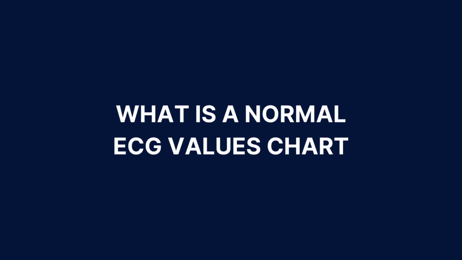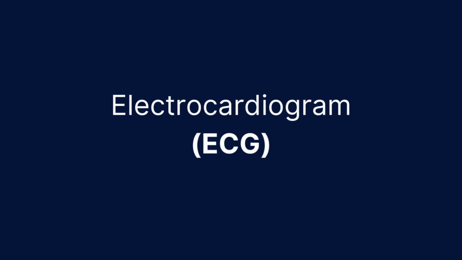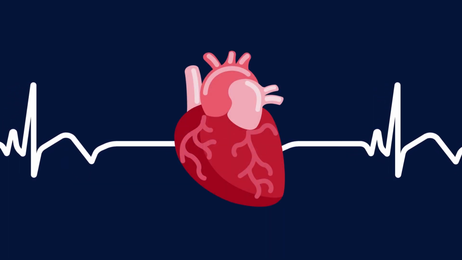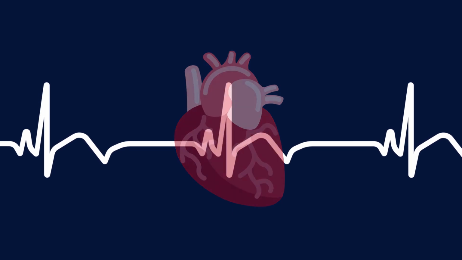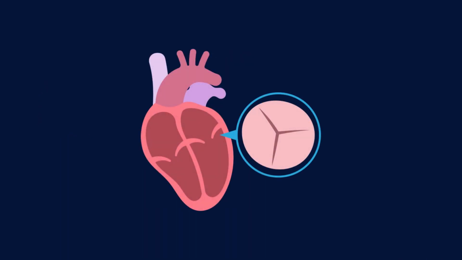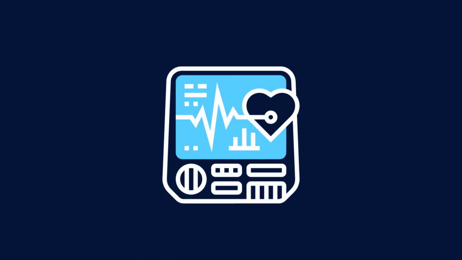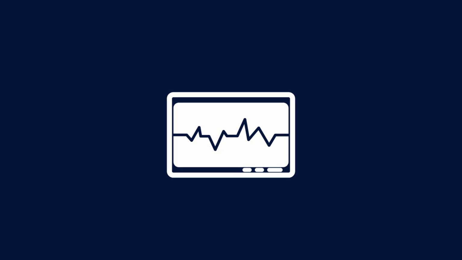So what is a normal ECG values chart? Hi, an electrocardiogram, or an ECG, is a measurement of the electrical activity of the heart. It is used to detect abnormal rhythms of the heart and can help diagnose conditions like congestive heart failure. The ECG measures the heart's electrical activity by assessing the voltage or current charges in the chest area. A graph is then created that displays the electrical activity of the heart.